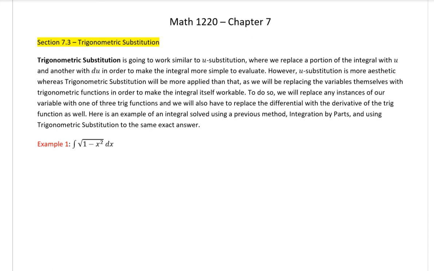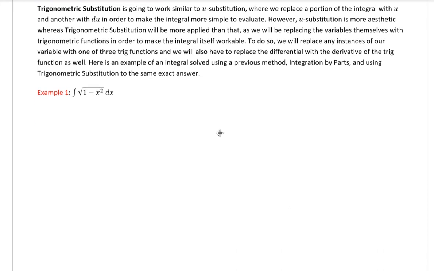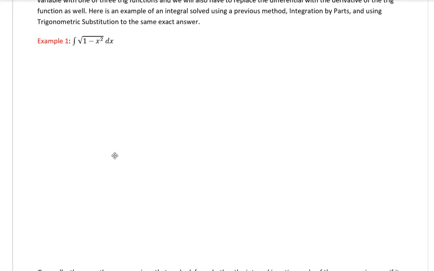Now, before we go into how to do the trig substitution, what I want to do is do an example of one where we could do it with integration by parts, and then show how you could also do it with trigonometric substitution, to again show that trig and calculus doesn't need to be done in just one way. Sometimes you can have multiple methods of doing something. We have the integral of the square root of 1 minus x squared dx. First, I'm going to show how you would do this with integration by parts.